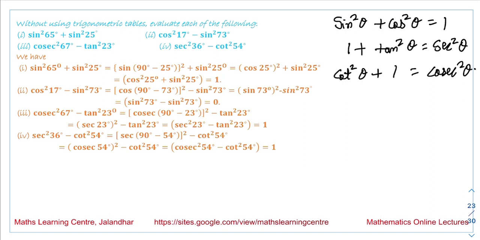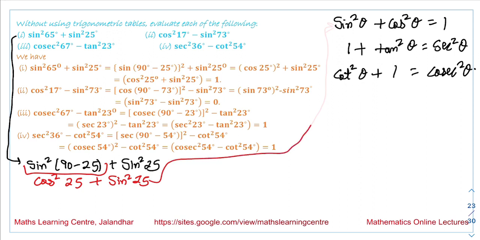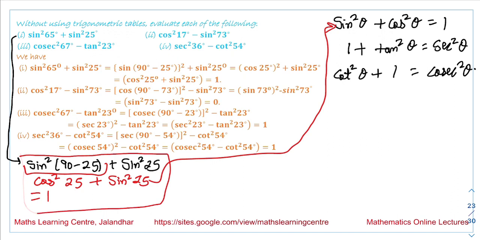Now if we look at the first term, it is sine square 65, we can write it as sine square of 90 minus 25, plus sine square 25. What is this value? This value is equal to cos square 25 plus sine square 25. Using the first identity, we get the answer equal to 1. So for the first case, the answer we are obtaining is 1.